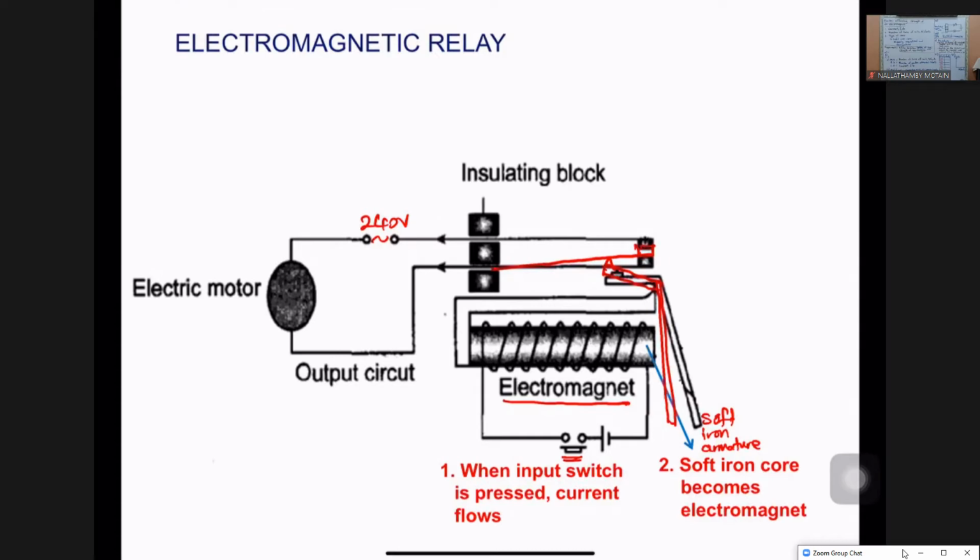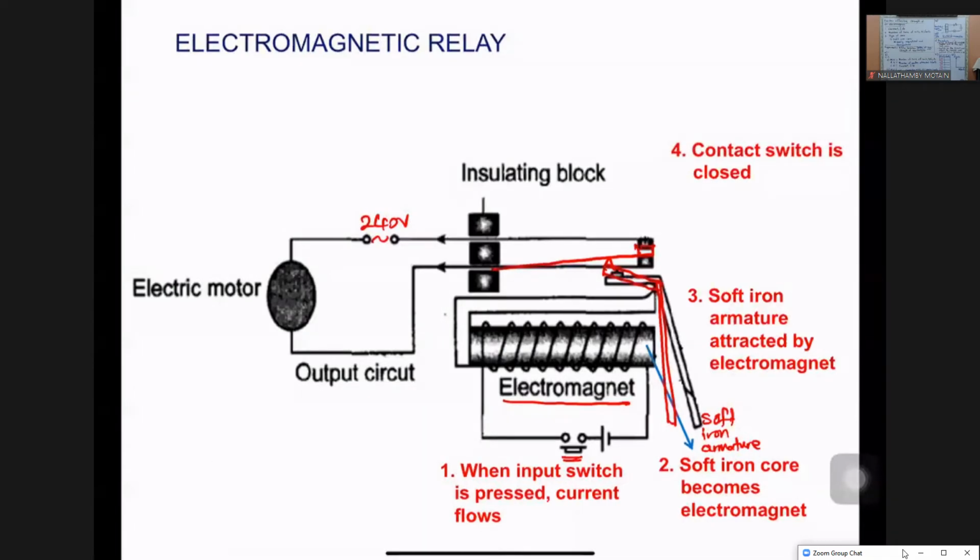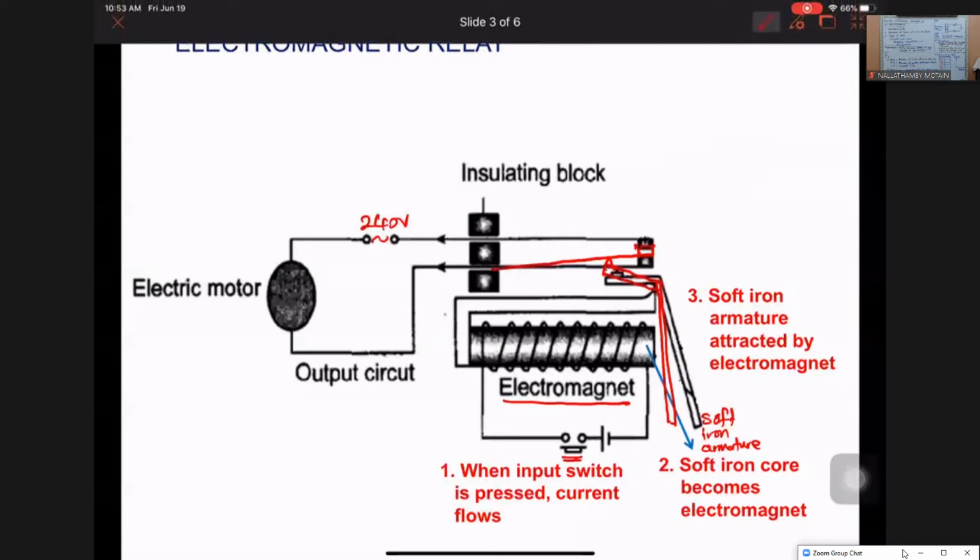Okay, soft iron core become electromagnet. Then the soft iron armature, which one? The soft iron armature. Okay, this one. I already label over there. Wait, I remove the fans. Okay. The soft iron armature, which one is it?